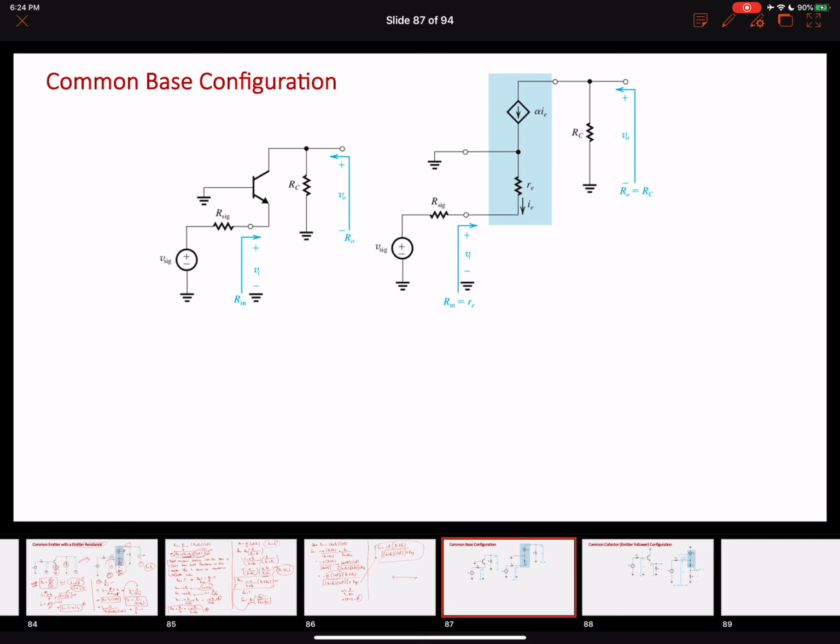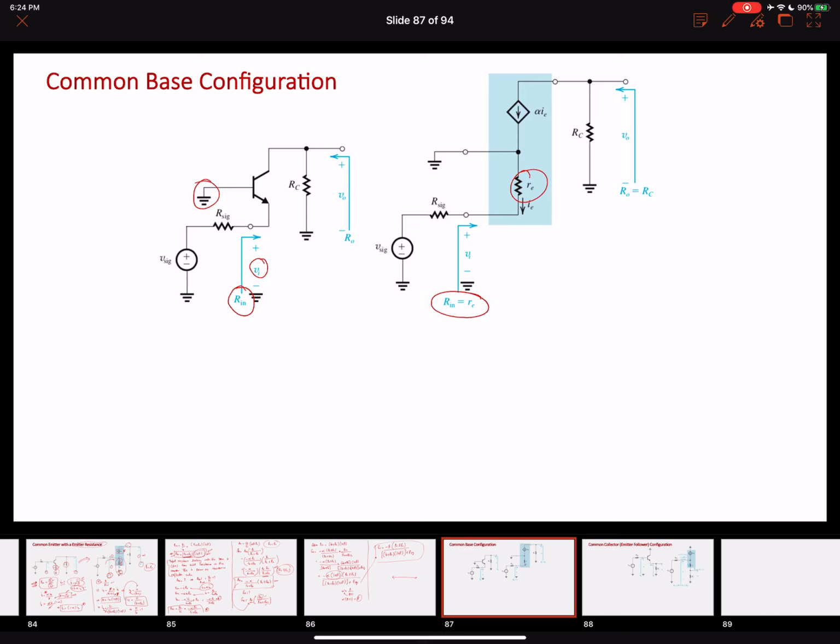If you look closely over here, in this common base configuration, our base is common, right? So, common base configuration. Now we have the input voltage appearing over here, and the input resistance is looking into the emitter. So if we are looking into the emitter as the input resistance, our base to emitter resistance will be the emitter resistance RE, right? So our input resistance will be RE.